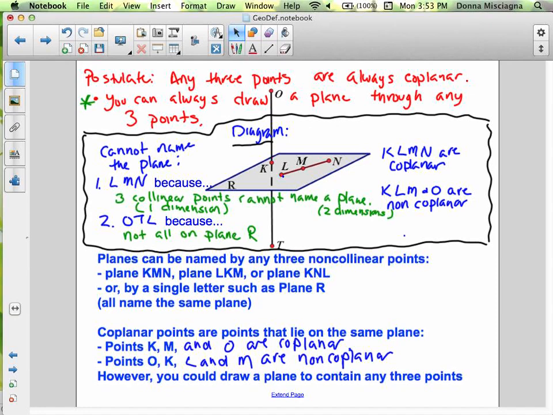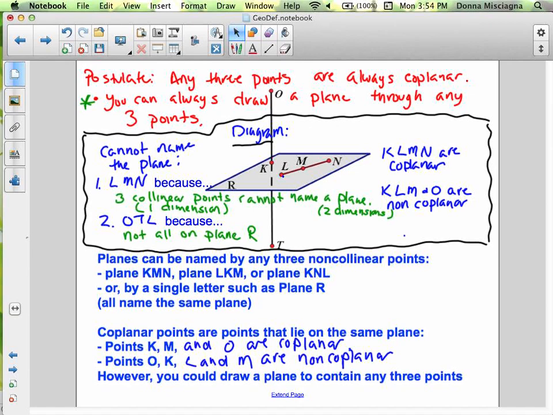I could call this plane LMK. Right? I just can't name it LMN. And K there, by the way, is both on the plane and on the line. All right, so the line there intersects the plane right at point K. Right, so we can name it with 3 non-collinear points, and we could also call that plane R. This will be, by the way, a test question. I'm telling you now so that you have a chance to learn this and know how to name a plane.